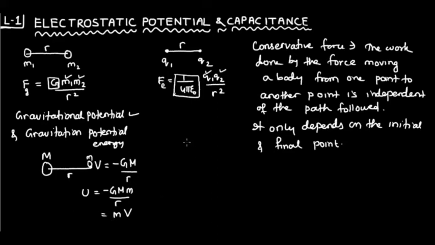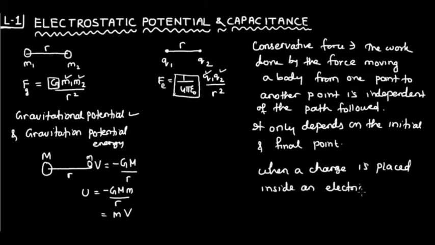Remember that when a mass is placed inside the gravitational field, it acquires a gravitational potential energy. Similarly, when a charge is placed inside an electric field, then it acquires some electric potential energy.